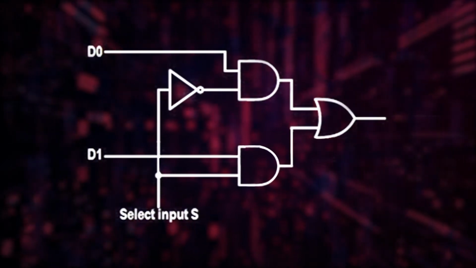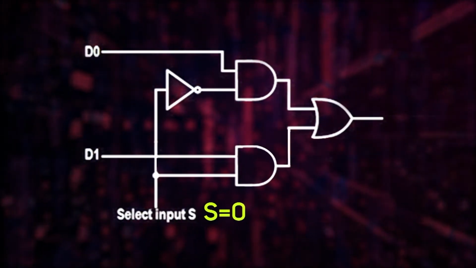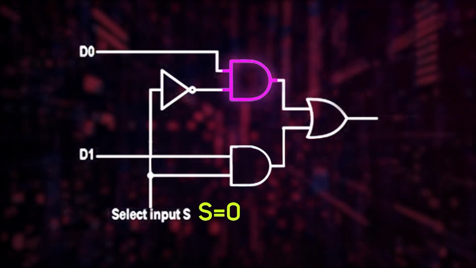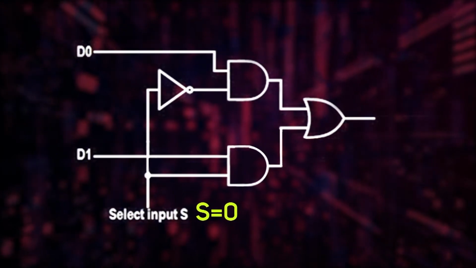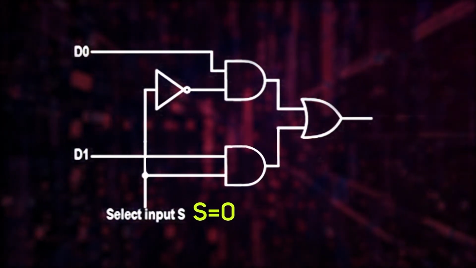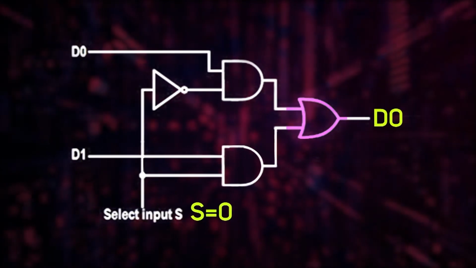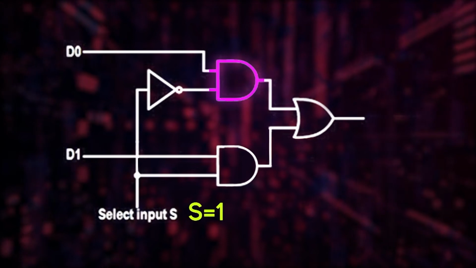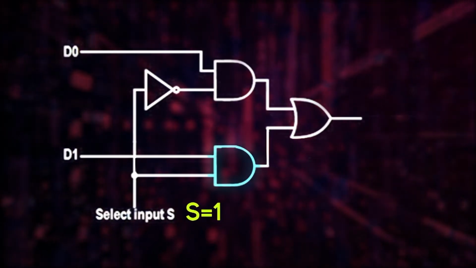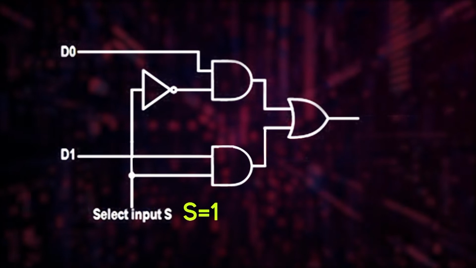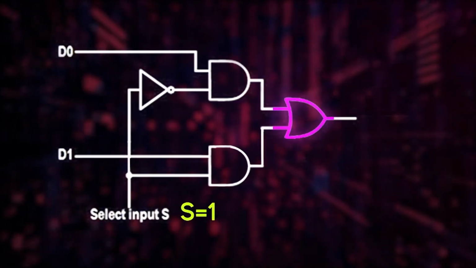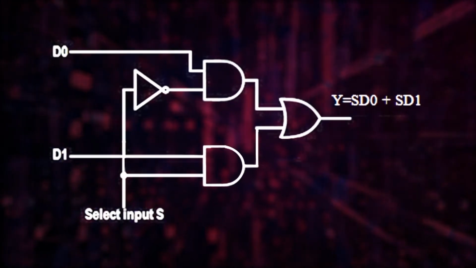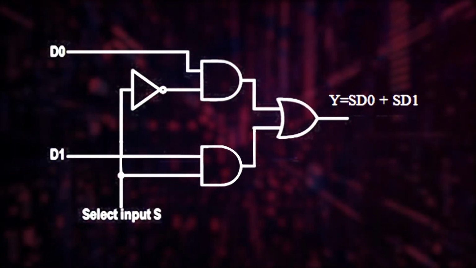When the select line S equal to 0, the output of the lower AND gate becomes 0, but the output of the upper AND gate generates D0. Thus, the output generated by the OR gate is equal to D0. Similarly, when S equal to 1, the output of the upper AND gate becomes 0, but the output of the lower AND gate generates D1. Therefore, the output of the OR gate will be D1. Thus, the above given Boolean expression is satisfied by this circuit.